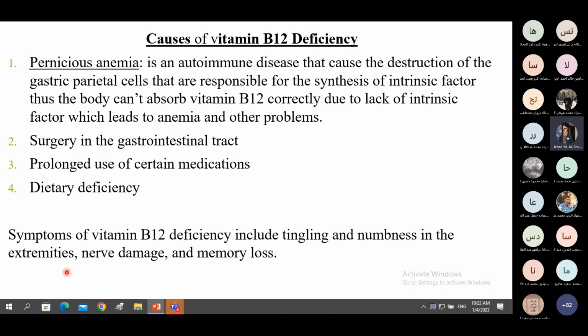Extremities means الأطراف. So there will be tingling and numbness in the extremities. And we also have nerve damage and memory loss. So this is the most important thing: tingling and numbness in the extremities, and memory loss. These are the two most important symptoms of vitamin B12 deficiency.